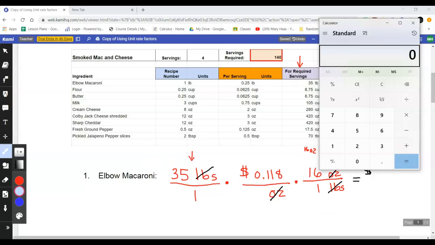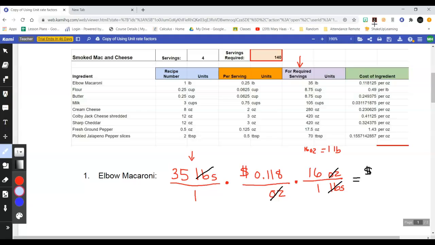And it was 35. Let's see if I can do this. 35 times 0.118 times 16, and that's equal to 6608.